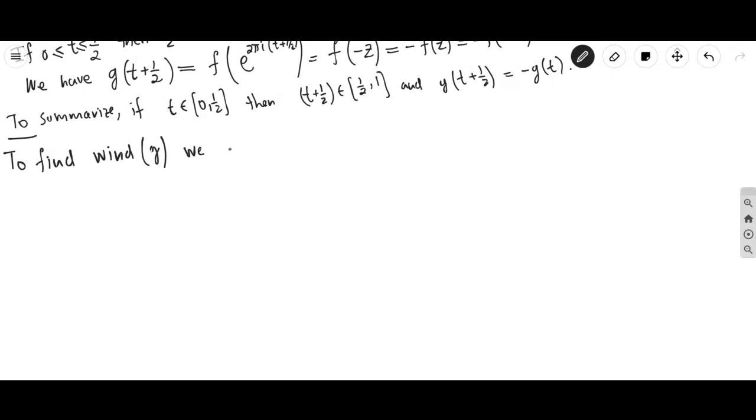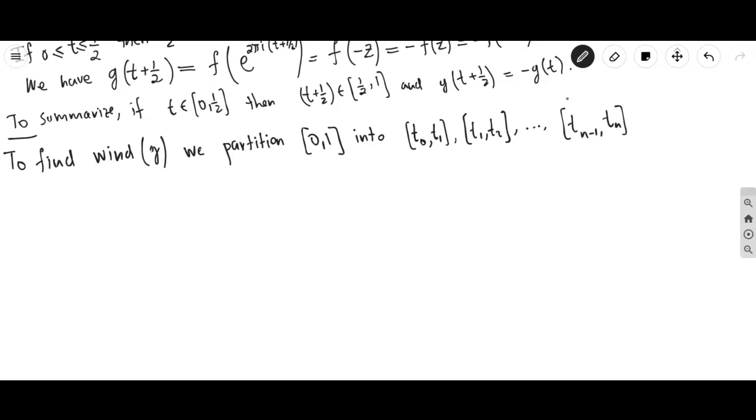we partition the interval from 0 to 1 into certain moments in time, into, let's say, t0, t1, into that subinterval, t1, t2, up to tn minus 1, tn, so that the angle changes by a small amount.